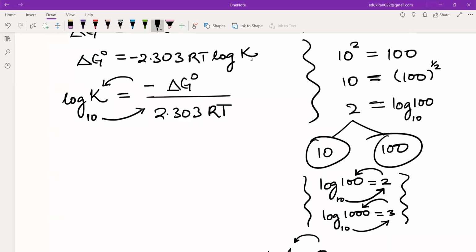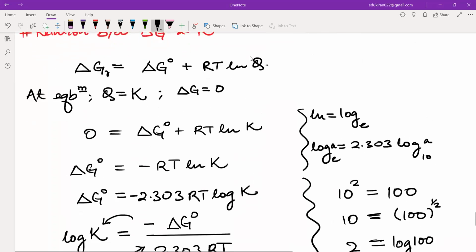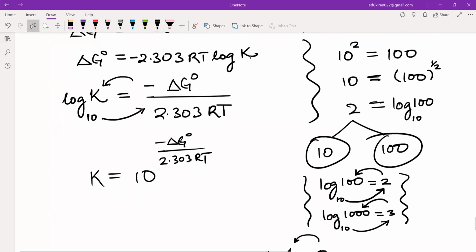Yes, sir. So I will write k will be equal to 10 to the power of minus delta G naught upon 2.303 RT. Okay. So this is the relationship between delta G naught and k. So I will just give you a question here.